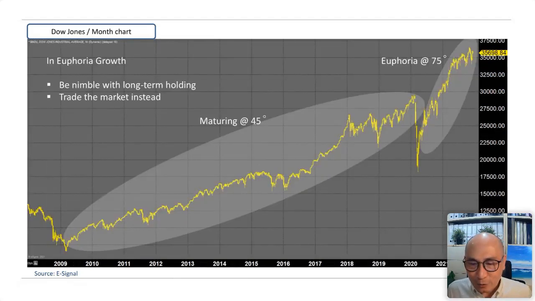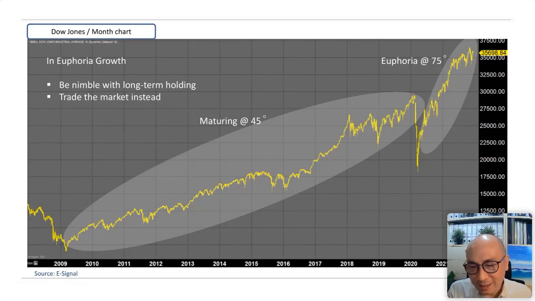And how do we identify the euphoria stage? Basically, we discussed that the growth is euphoric when we compare it to the maturity period from 2008 to about 2020. You could see that the growth was linear. But once we compare it to its own historical past, whenever we see that the incline is much steeper than the maturity, then we could discern that perhaps this growth is euphoric.